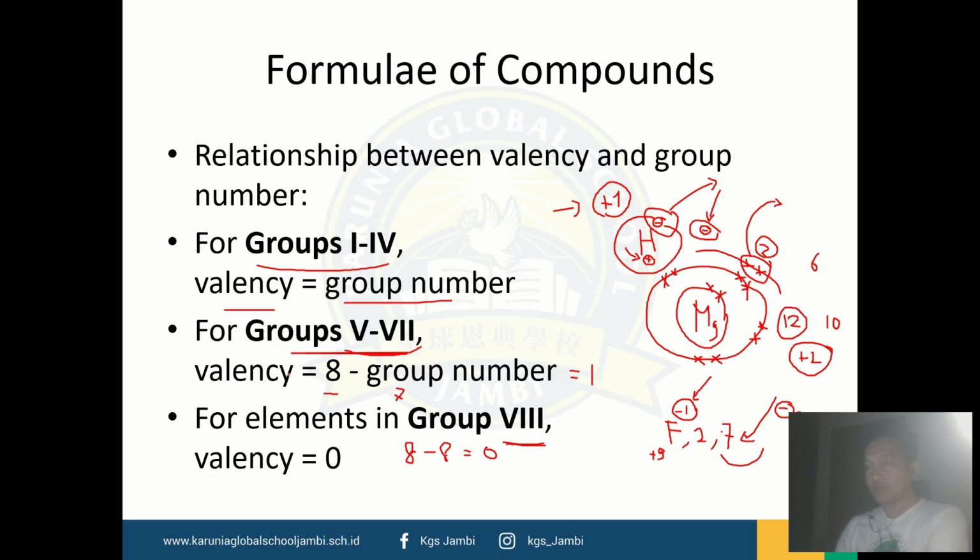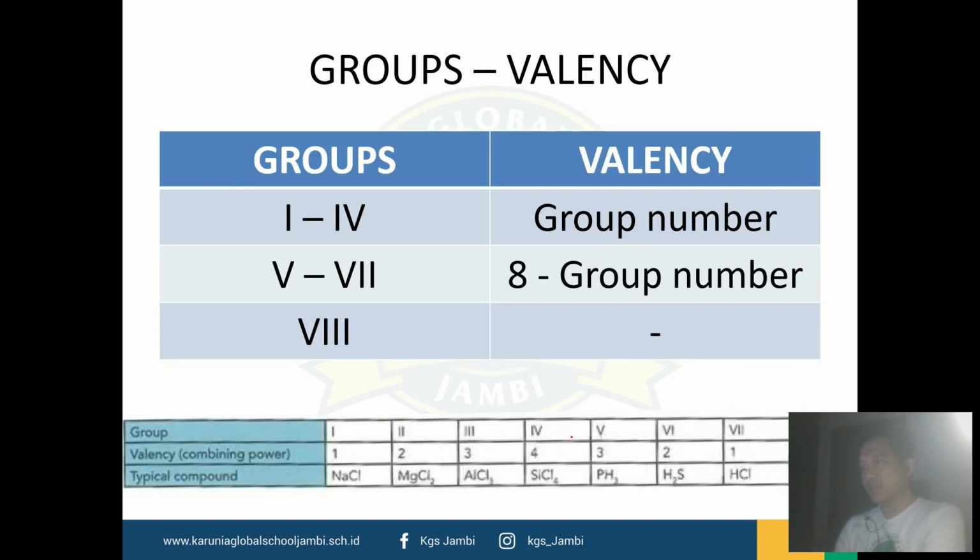So remember this. Group 1 to 4, the valency is equal to the group number. Group 5 to 7, the valency equals 8 minus the group number, and group 8 has no valency. Now we put it on the table. This is group 1 until group 4 equal to group number.